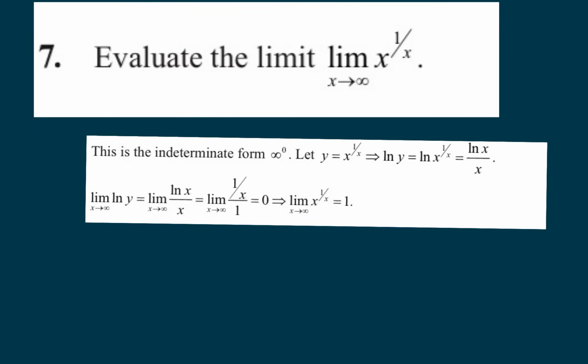Evaluate the limit as x goes to infinity of x raised to 1 divided by x. This is an indeterminate form because when x goes to infinity, x goes to infinity, and 1 divided by x approaches 0. So it is infinity raised to 0, and you don't know what number this is. You don't know what limit it will approach. So to find what it will approach, we use L'Hopital's rule.